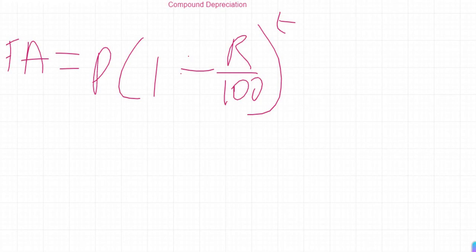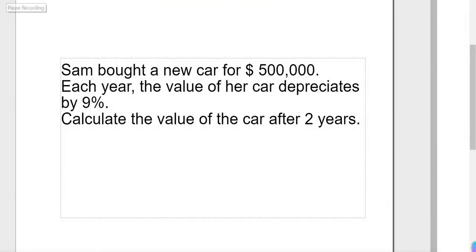So let's look at an example of how to solve questions relating to depreciation. Say Sam bought a car for $500,000. Each year the value of her car depreciates by 9%. Calculate the value of the car after 2 years. We're going to plug this information into the formula. We could work it out year by year, but the formula is a very simple way of getting the job done.